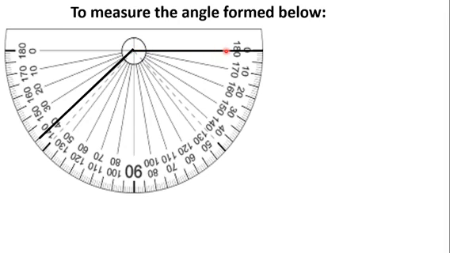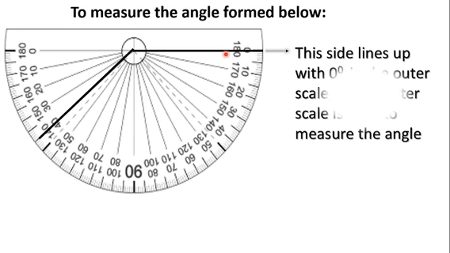One of the two lines will be on 0, and you can see this horizontal line is on 0 in the outer scale. So this time around we're not going to be reading the inner scale, we'll read the outer one. This side lines up with 0 degrees in the outer scale, so the outer scale is used to measure the angle.